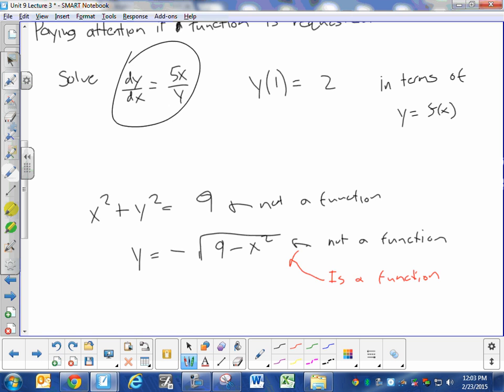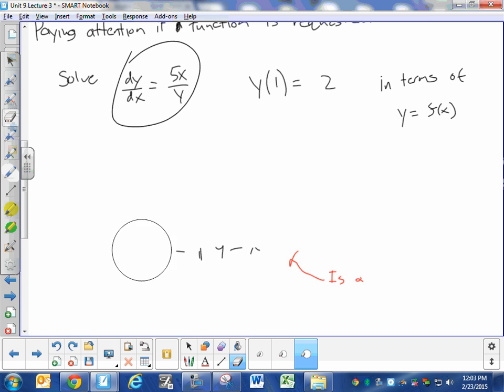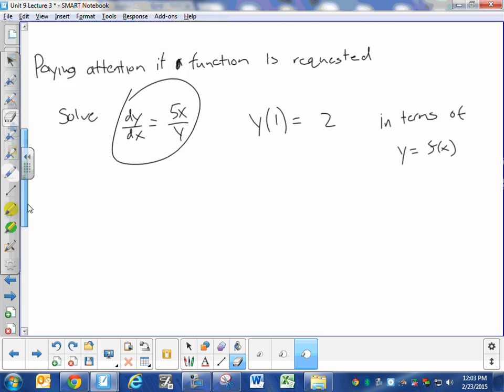And its derivatives would follow this. So it would be a solution to the differential equation, and it would be a function, even though typically we're dealing with implicit equations that aren't functions, like circles, like ellipses, like hyperbolas. Okay?